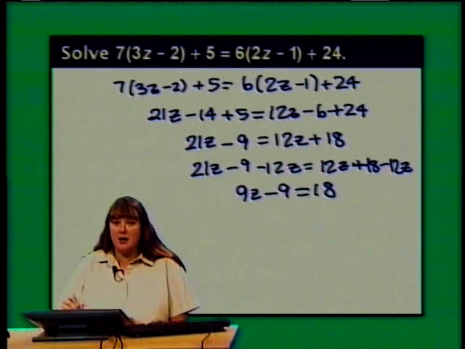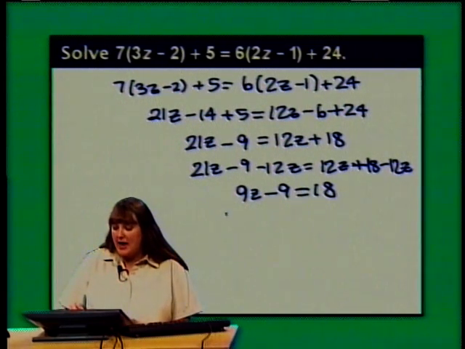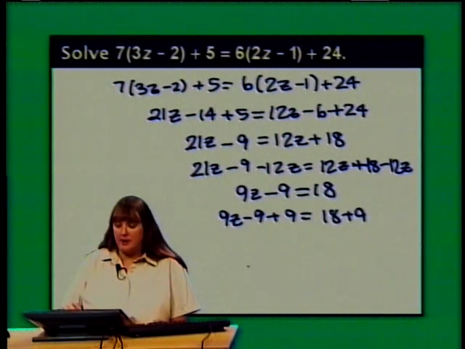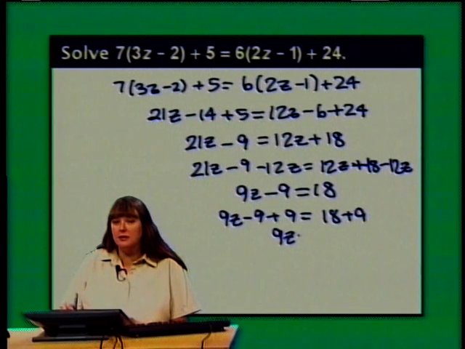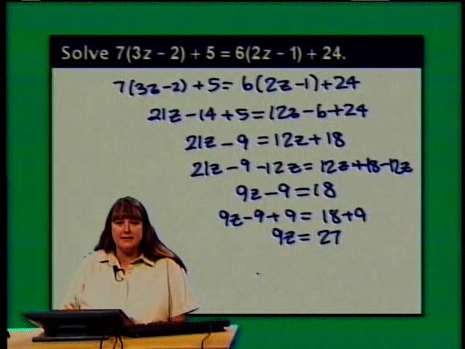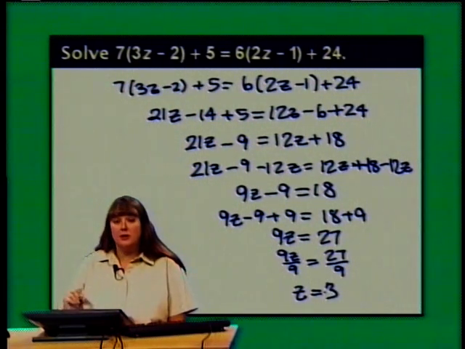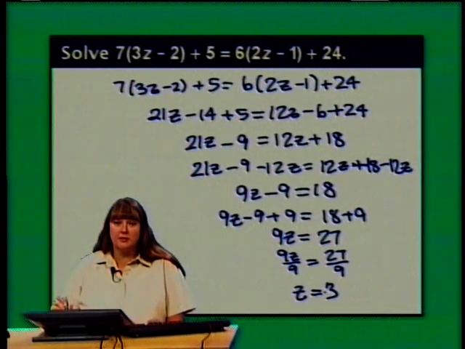Now I'm going to move my constants to the right-hand side. So I'm going to add 9 to both sides of this equation. Simplifying, I'm left with 9z on the left and 27 on the right. To isolate z, I need to divide both sides of this equation by 9. Simplifying, I'm left with the equivalent equation, z equals 3, which has the obvious solution, 3.